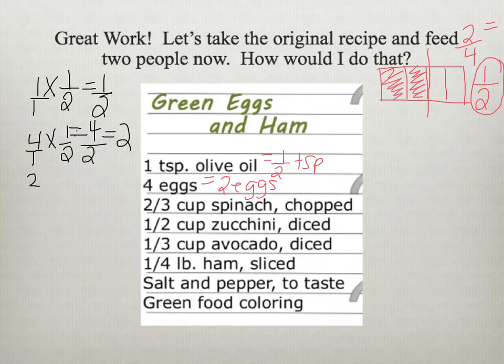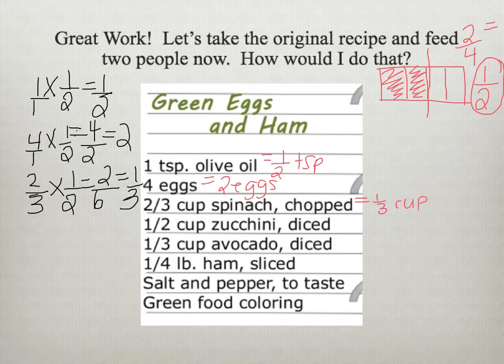Okay, 2/3 of a cup of spinach times 1/2. 2 times 1 is 2. 3 times 2 is 6. And I can simplify this to 1/3. See how I did that so quickly? Hopefully you can do it that quickly too. So I need 1/3 of a cup of spinach.